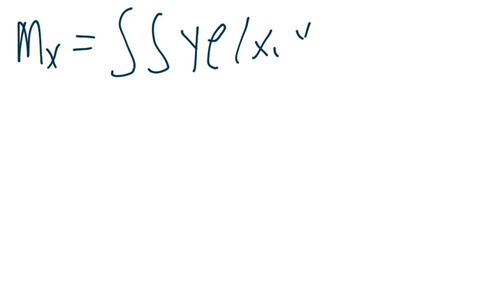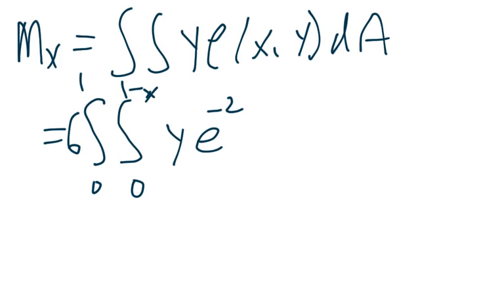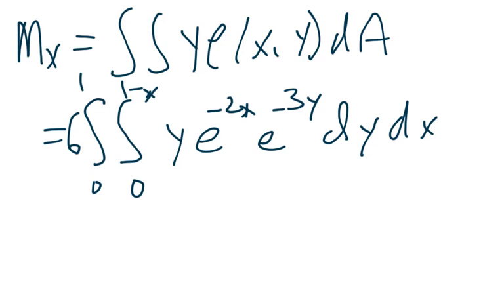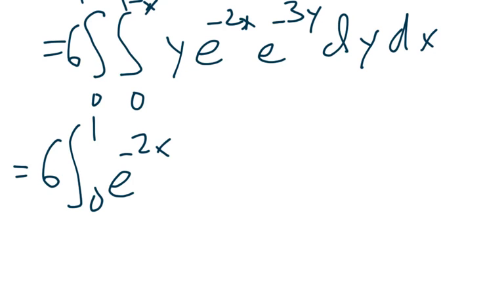Okay, now let's look at mx. The other one, mx is y rho of xy dA, which again, we're going to bring out the 6. This is going to go from 0 to 1. This goes from 0 to 1 minus x. And we get y, e to the minus 2x, e to the minus 3y, dy dx. So we're going to get 6 integral 0 to 1. We can bring out e to the minus 2x, but now we can't bring out the y, right? That one's in there.